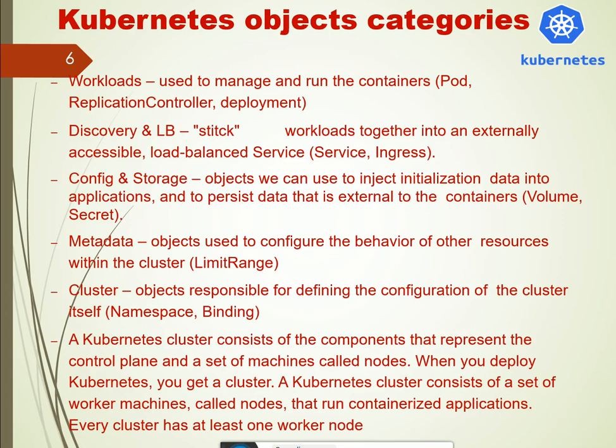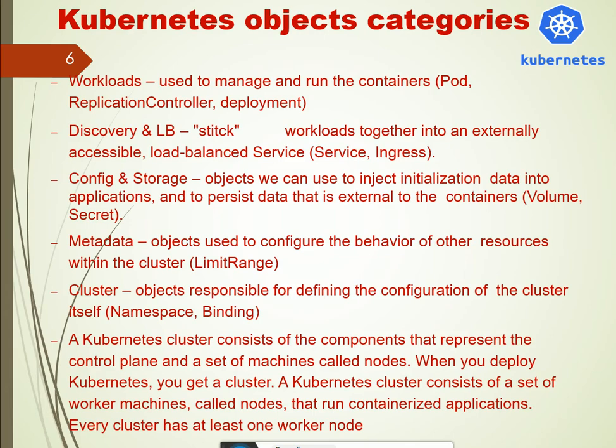objects we can use to inject initialization data into applications and to persist data that is external to the containers, like volume and secrets. Metadata objects are used to configure the behavior of other resources within the cluster, like limit range. Cluster objects are responsible for defining the configuration of the cluster itself, like namespace or binding.